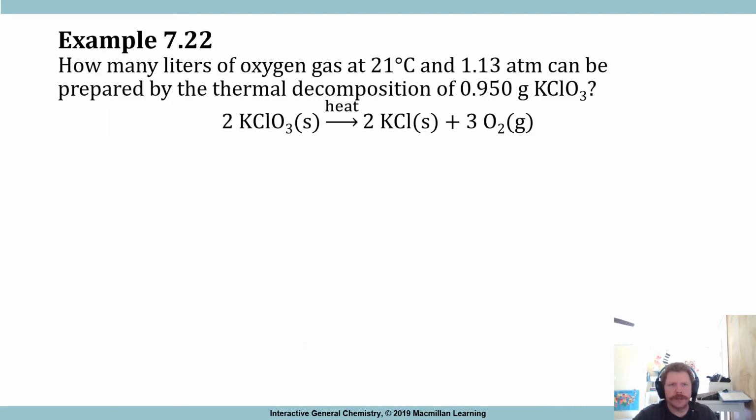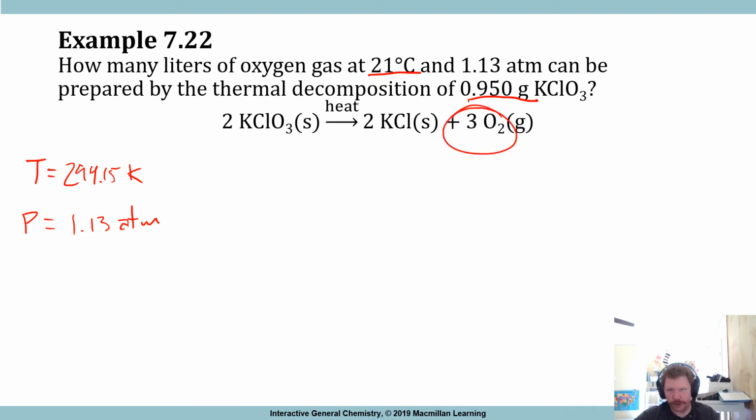What we have here is: how many liters of oxygen at 21 degrees Celsius? I'm going to take that temperature and convert it to Kelvin, so 294.15 Kelvin. Your pressure is 1.13 atmospheres. Can be prepared by the thermal decomposition of 0.950 grams of KClO3. Okay, so how many liters of O2 gas? Okay, oxygen, O2 gas, that's what we're concerned with. And we are looking at the volume of O2, V_O2, of this.